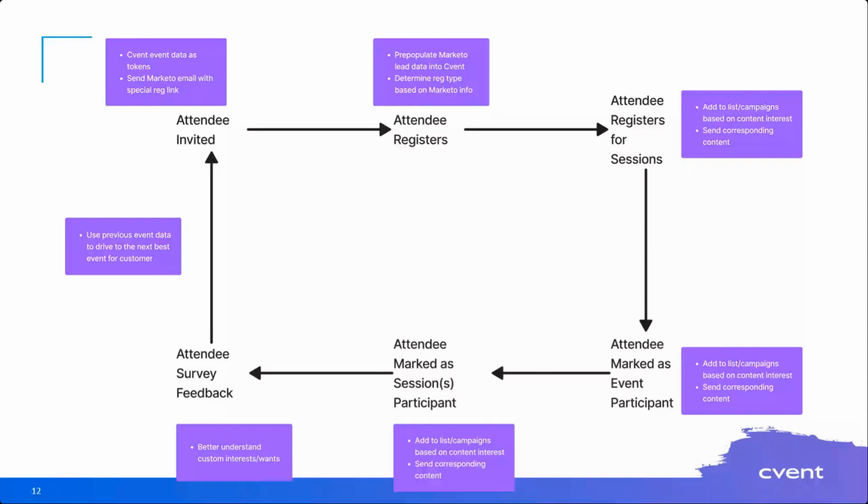And this really is important because it can be fields that are visible to the registrant, right? Like their title, their company, their telephone number, gives them opportunity to correct those things. And then when they complete registration, update those fields in Marketo.